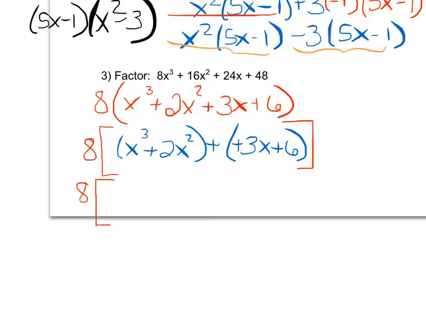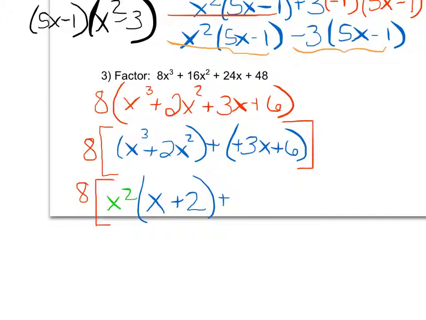And then I'm going to go ahead and find a GCF for each of my 2 groupings inside. So I notice that x cubed and 2x squared can both be divided by x squared. When I do that, I'm left with x cubed divided by x squared is x. 2x squared divided by x squared, I'm left with just a 2. My plus sign drops down.